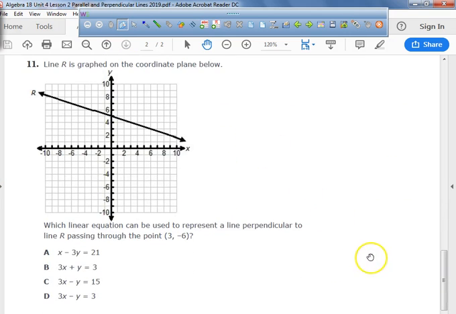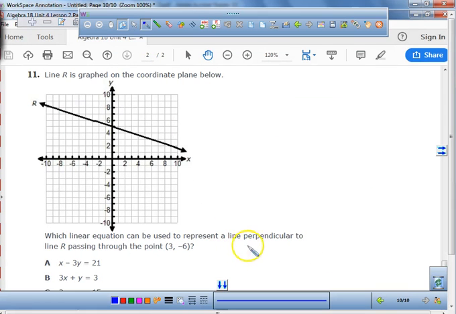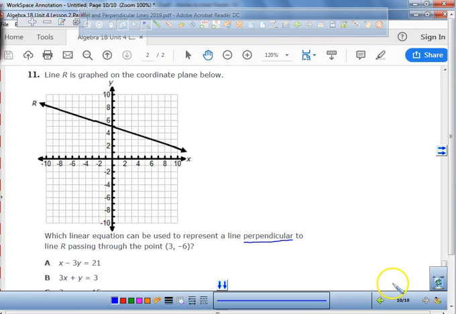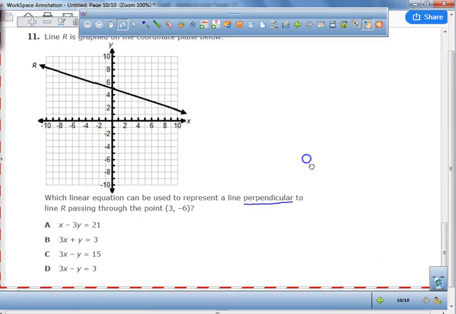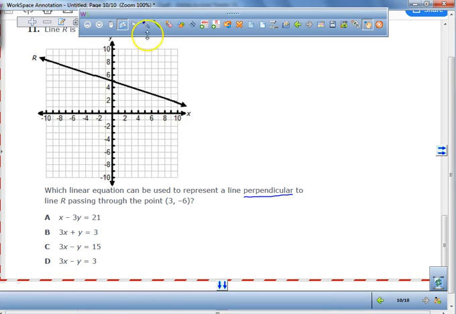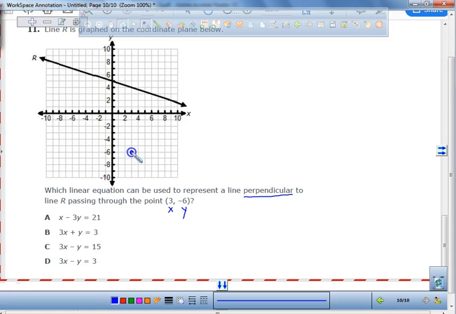Okay, last one. This one's different. What are we trying to find? Something that's not parallel, but perpendicular. This is our last problem. First thing I want you to do is plot the point x and y, 3, negative 6. So go over 3, down 6, and put a point right there. The next thing we're going to do is figure out the slope. It looks like it goes down 1 and over 3. You guys see that? Down 1 over 3.